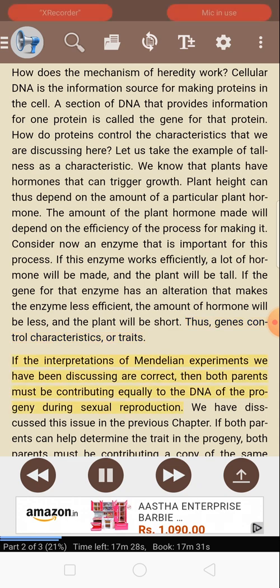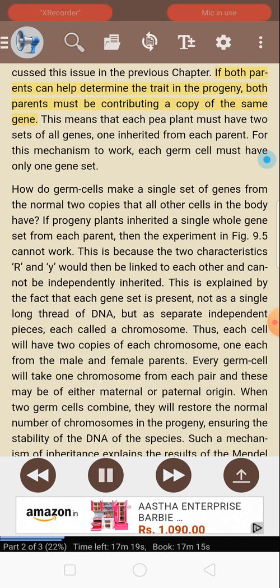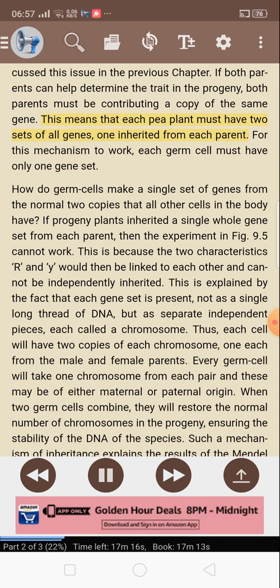If the interpretations of the Mendelian experiments we have been discussing are correct, then both parents must be contributing equally to the DNA of the progeny during sexual reproduction. We have discussed this issue in the previous chapter. If both parents can help determine the trait in the progeny, both parents must be contributing a copy of the same gene. This means that each pea plant must have two sets of all genes, one inherited from each parent.